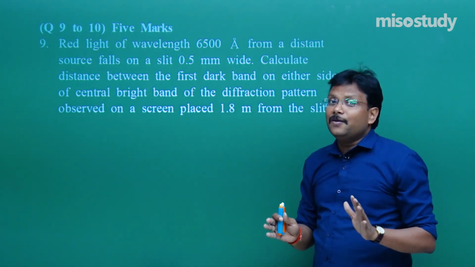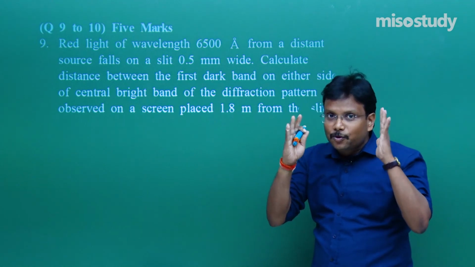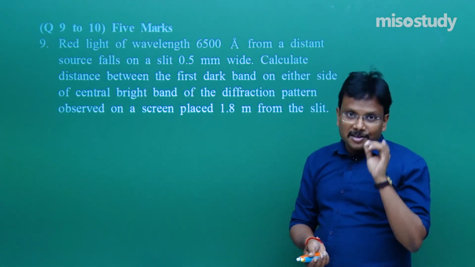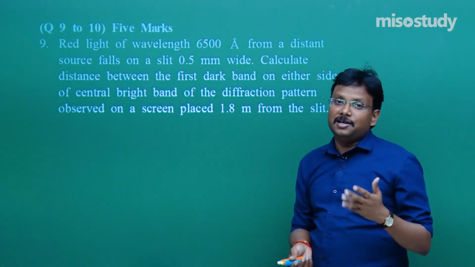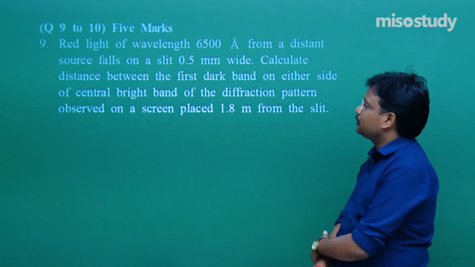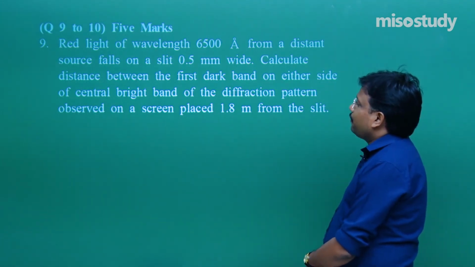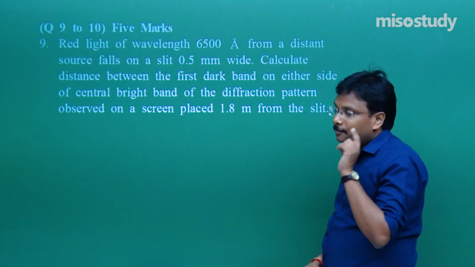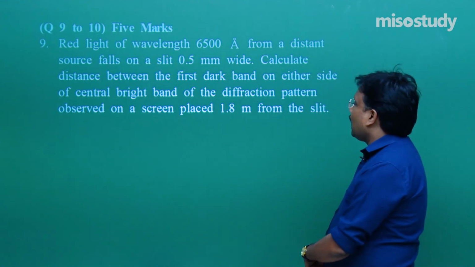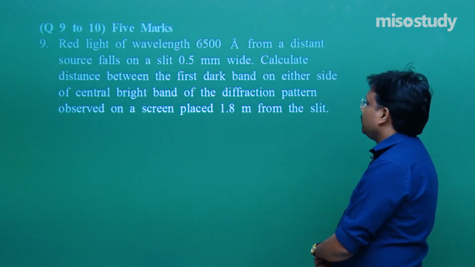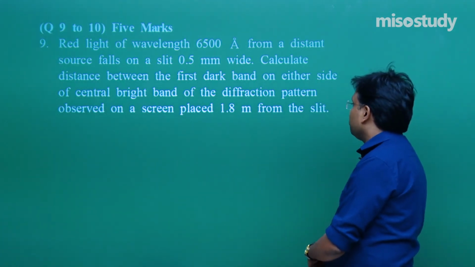So, never ever run away from the problems. At least read the question twice peacefully. 90% chances are you may answer that question. This runaway methodology is really very horrible. So, let us read the question. Red light of given wavelength, from a distant source, falls on a slit of width 0.5 millimeter. Calculate the distance between the first dark bands on either side of the central bright band of the diffraction pattern observed on a screen placed 1.8 meter from the slit.